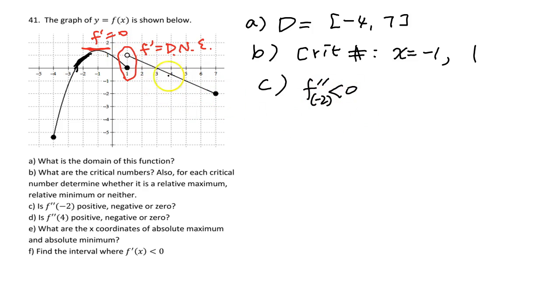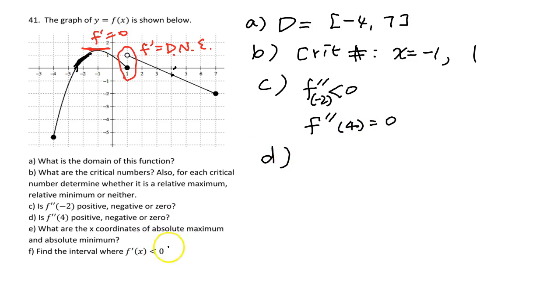Now what about this one? At 4, you have a portion of the graph which is a straight line. If it's a straight line, it's neither concave up nor concave down because it's not being pushed in any direction, neither from above nor from below. It's not being pushed. So in that case, f double prime will be equal to 0.